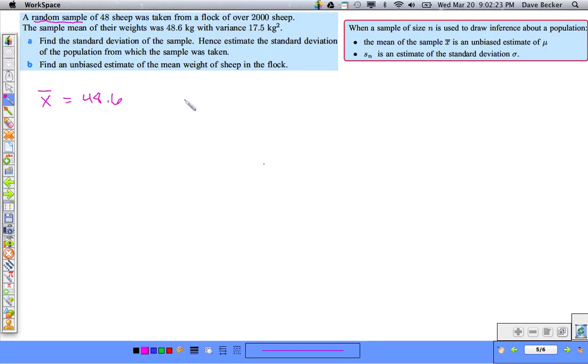And the sample variance, which is S of n squared, is equal to 17.5 kilograms squared. Okay? Find the standard deviation of the sample. Hence, estimate the standard deviation of the population from which the sample was taken. Okay, so to find standard deviation, that's the square root of the variance. So S sub n is equal to the square root of 17.5, which I will tell you is approximately equal to 4.18. Okay, and it says, hence, estimate the standard deviation of the population.